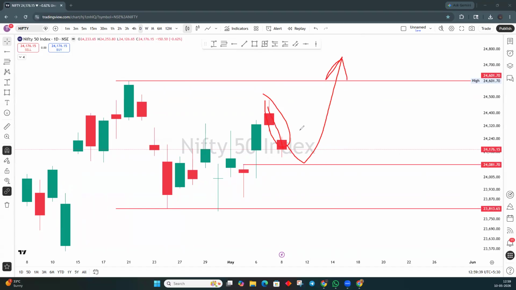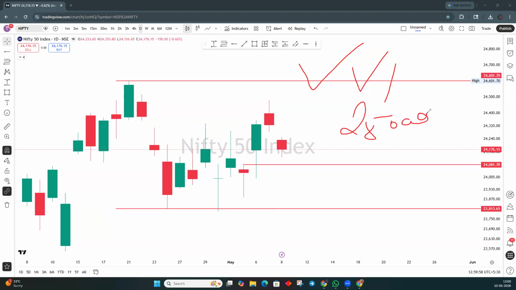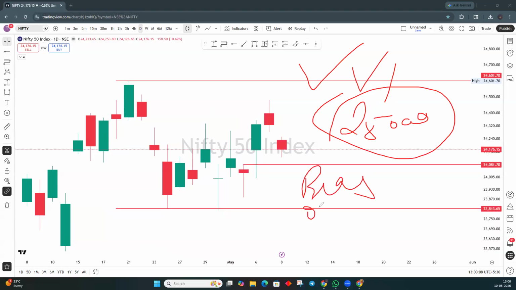And on Monday, if we are supposed to get a good breakout, then within 2 or 3 days we will touch the higher levels of 24,600, and we will regain this level again, and after this breakout there will be possibilities that we reach towards 25,000. This is the level we can predict. And the bias for this week will be buy on dip. Buy on dip for this week.